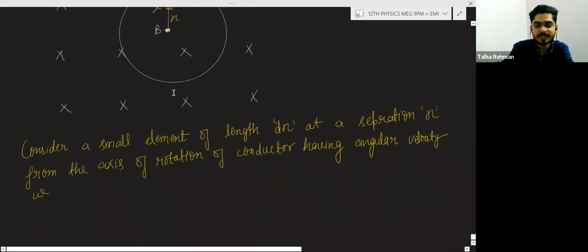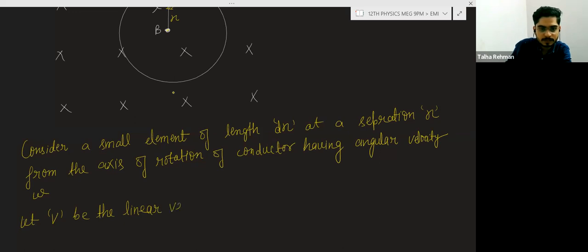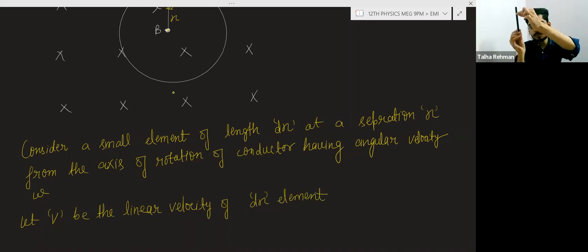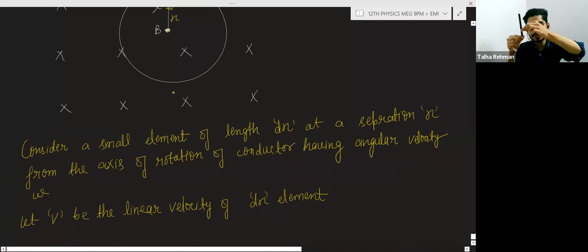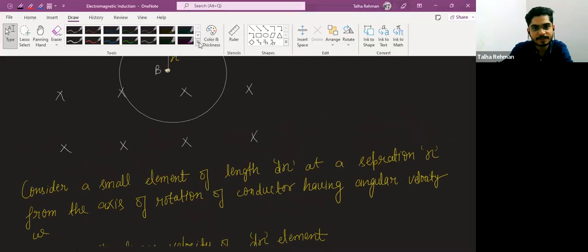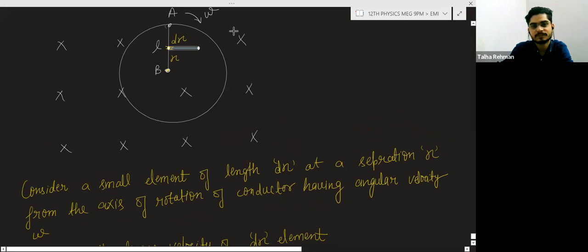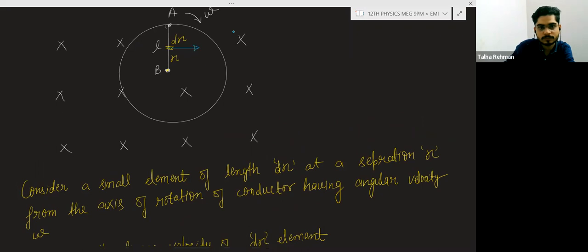So I am supposing that small v is the linear velocity of the dx element. This conductor is rotating like this, meaning all the points on this conductor will be rotating in this direction, so there will be some linear velocity at all the points. The linear velocity of this dx is v, which I have supposed. And the angular velocity of this dx length is omega.